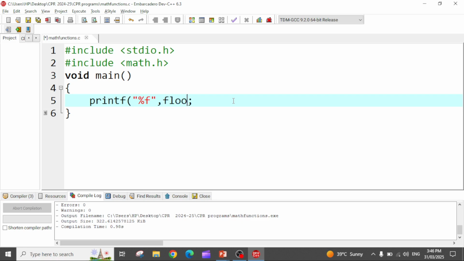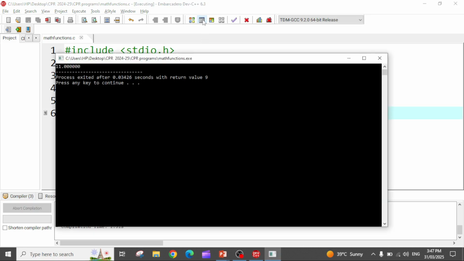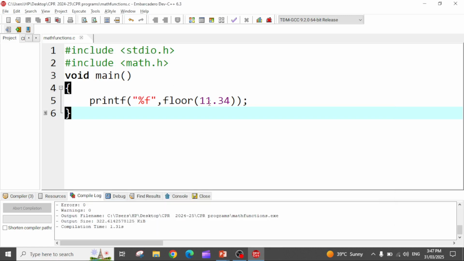One more function is there which is floor, and this function rounds down the value. It rounds down the value to the next lower side integer. So when I write 11.34 as a number whose floor value is to be found, then when 11.34 is rounded down, what am I going to get? So I will get the answer as 11. So on the downside, on the lower side, it has been rounded. It also works with the negative value.